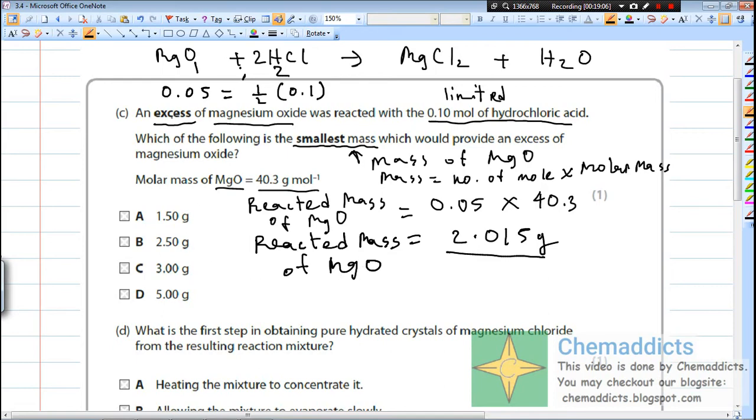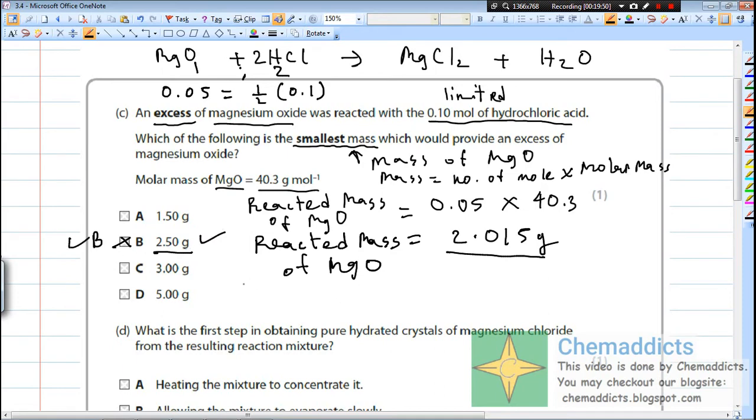Since we have taken magnesium oxide as excess, the mass that we would find here should be greater than the mass of magnesium oxide reacted. So in here, since this value is closer to this value, the answer is B. I hope that you understand why B should be the answer.